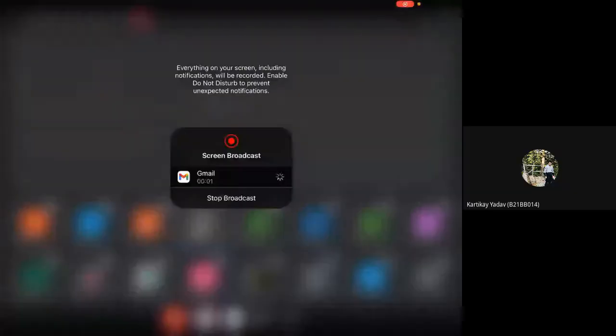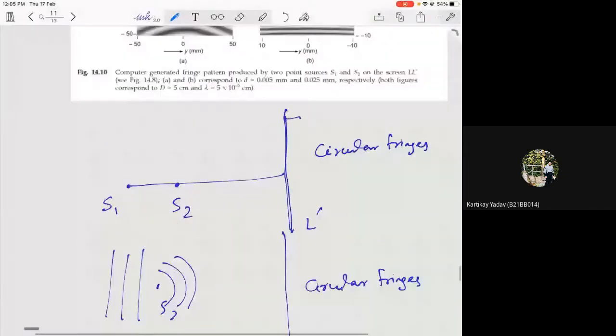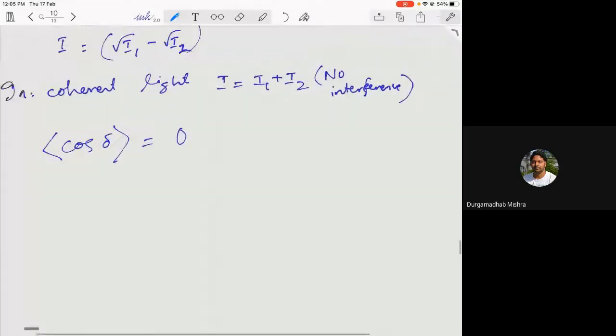Sir, on your screen you said the intensity is I1 plus I2 in the coherent case. But at that same time you said there is no interference. Can you explain that point? This one here.